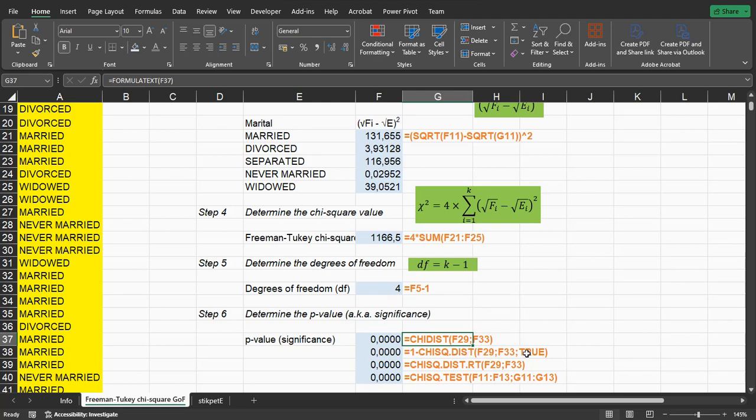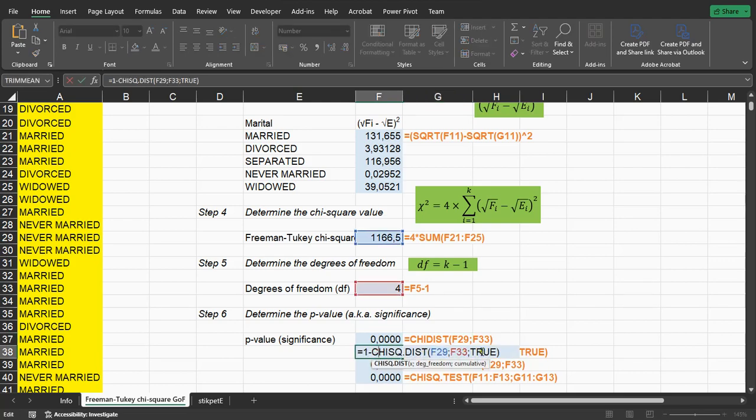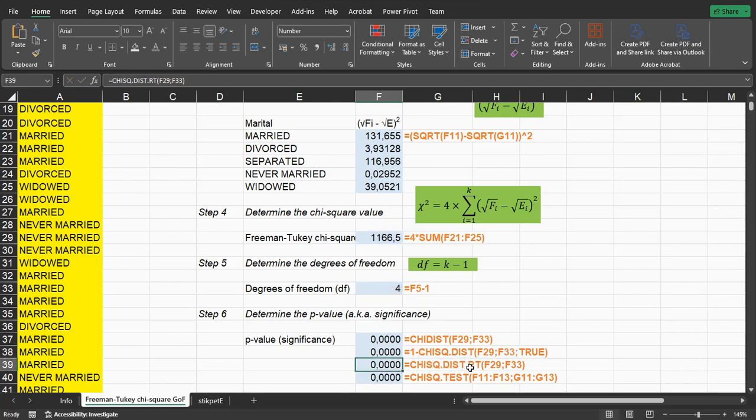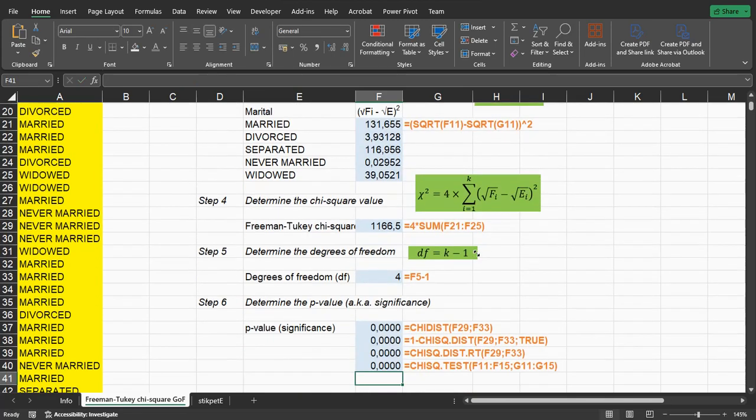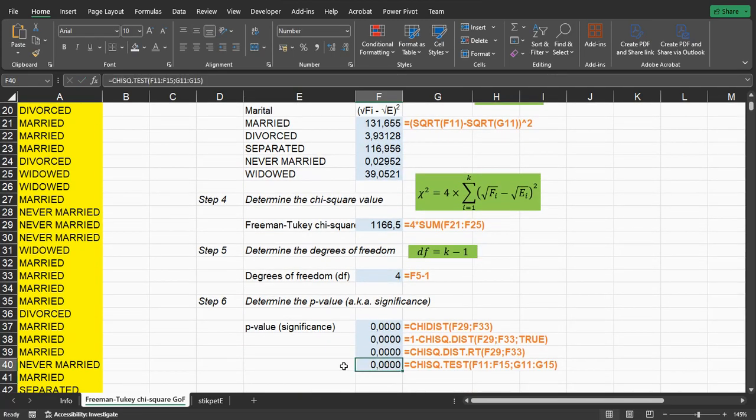For the significance, we can then use the chi-square distribution function, or we can use the new chi-square dot dist function and then set cumulative to true and then subtract the result from 1. We can also use the new RT function, the right tail, and then we don't have to do the 1 minus. Or we can even just say I want to perform a chi-square test, and then you should feed it, of course, the observed counts and the expected counts, and then it should give you the same result. Now in this case it's so low that it's all rounded to 0.